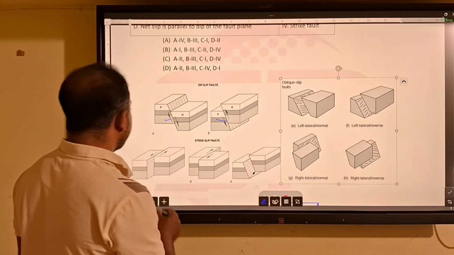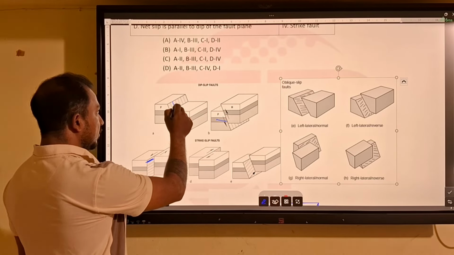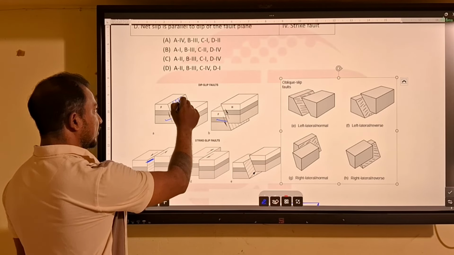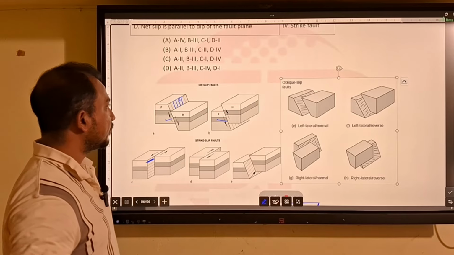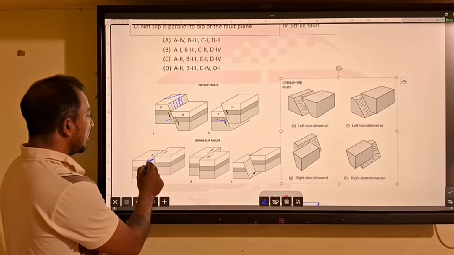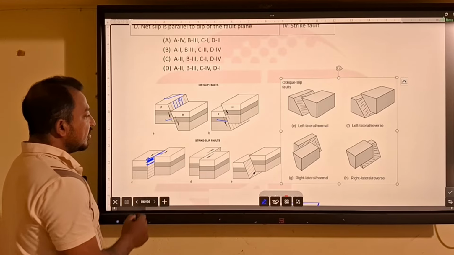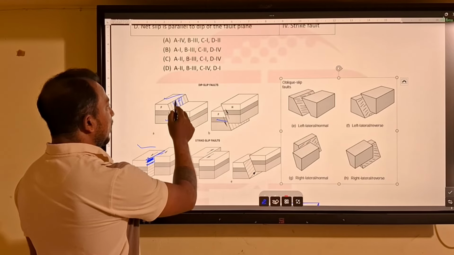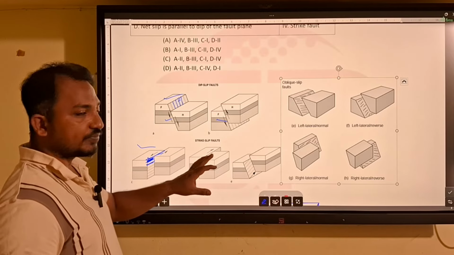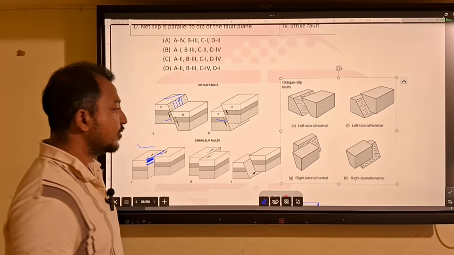So in case of strike slip, you can see the rake. What is rake? It is the pitch, you can say. These are slickensides. The angle between slickenside and fault plane is called rake or pitch. If rake is 90 degrees, it is dip slip fault. If rake is 0 degrees, then that is strike slip fault. If rake is between 0 to 90 degrees, that is oblique slip fault. So dip slip fault rake is 90, strike slip fault rake is 0 degrees, oblique slip fault rake is 0 to 90 degrees.